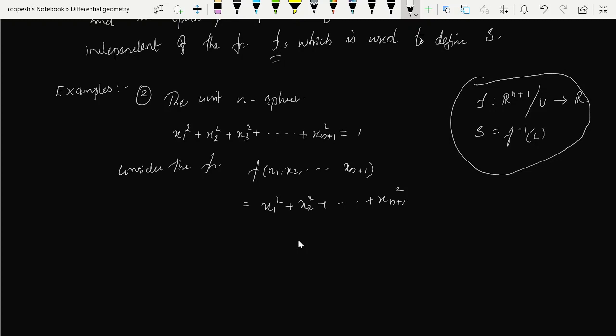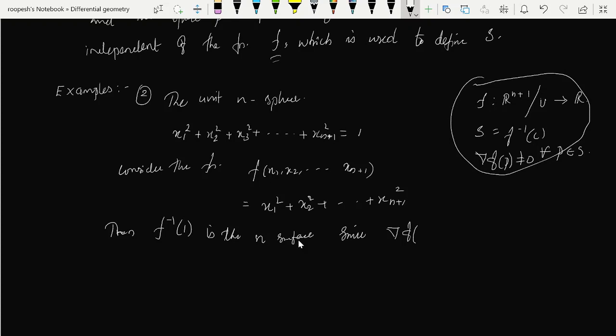Then F inverse of 1 is the n-surface, since we want to check one more condition. We want to check that del F of p is not equal to 0 for every p belonging to S also, right? So we are checking that, since it is an n-surface, and what is del F of p?